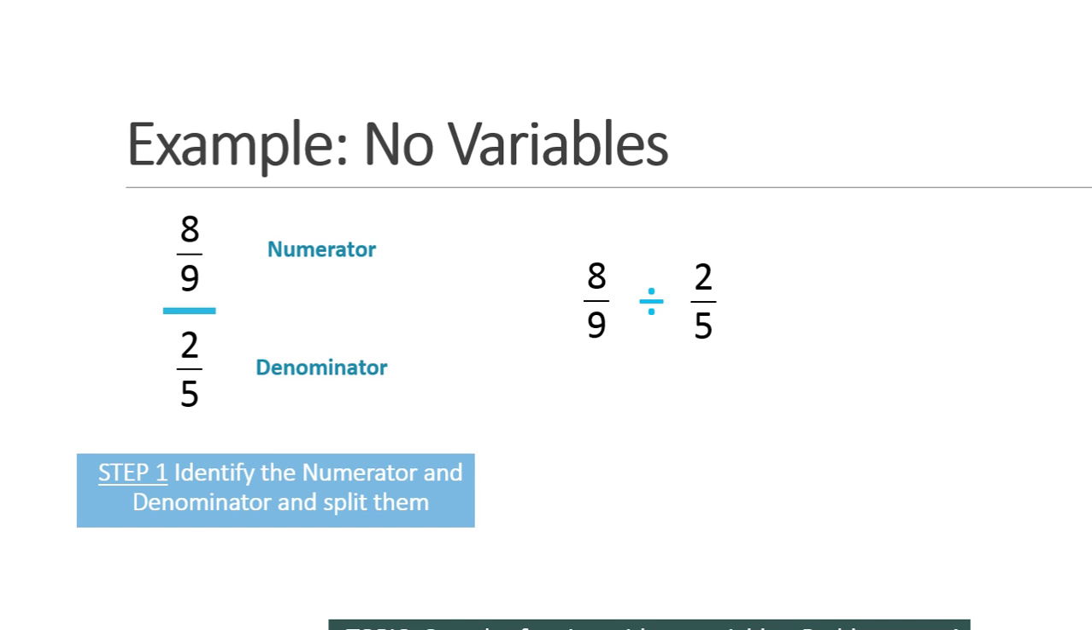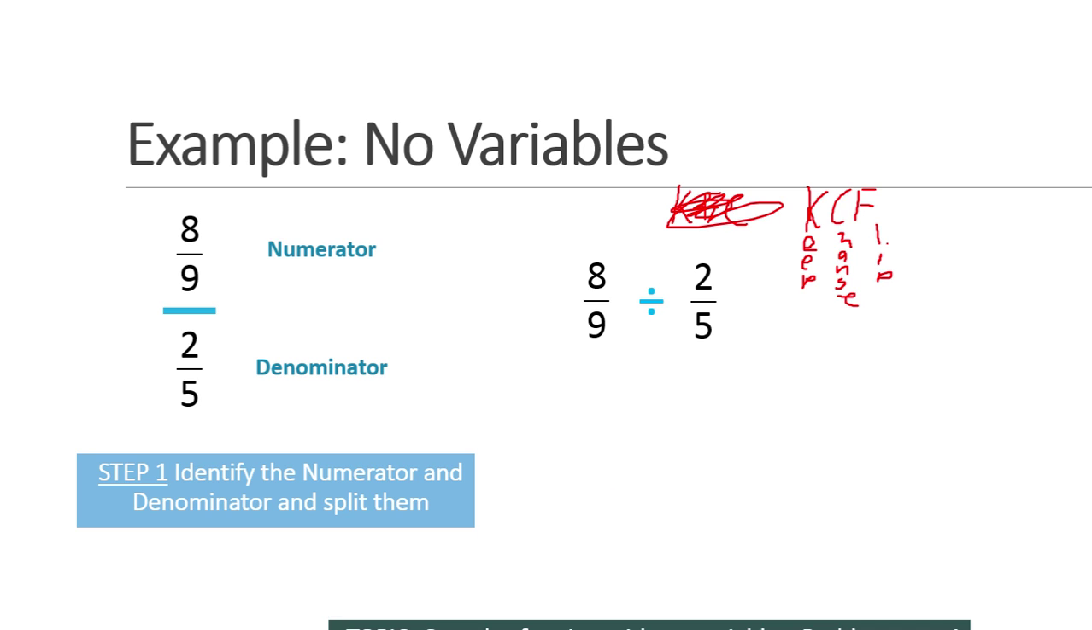Now, the rule that helps us remember is KCF, and we're going to use this a lot today. Oops, not KFC. KCF, sorry. We're going to use keep, change, flip. Keep means keep the first one the same. Change means change the multiplication to a division, or division to a multiplication, and flip means flip your second fraction.